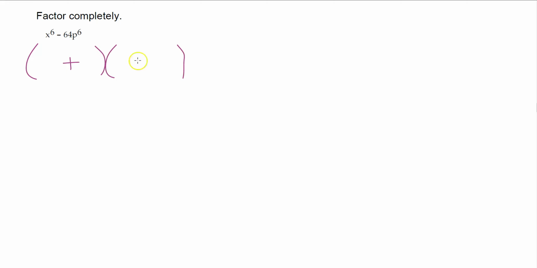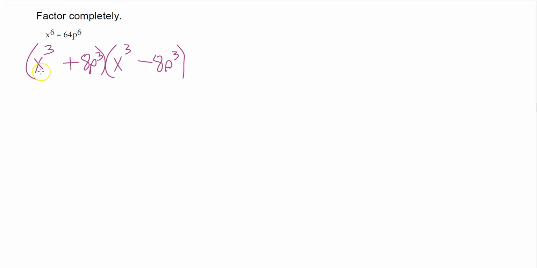One's plus, one's minus. These are conjugates, and it's the square root. Now, when you have an exponent, square rooting is just dividing by 2. So 6 divided by 2 is 3. X cubed times x cubed is x to the 6th. And the square root of 64 is 8, and p cubed, 8p cubed. And as we distribute this to check x to the 6th, the outer and the inner products cancel because of the plus and the minus, and minus 64p to the 6th. Okay, so we have it factored as a difference of squares.